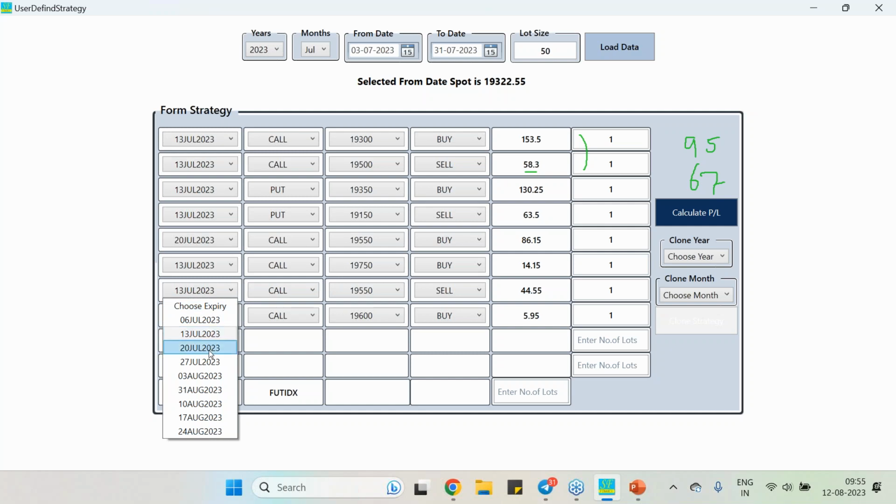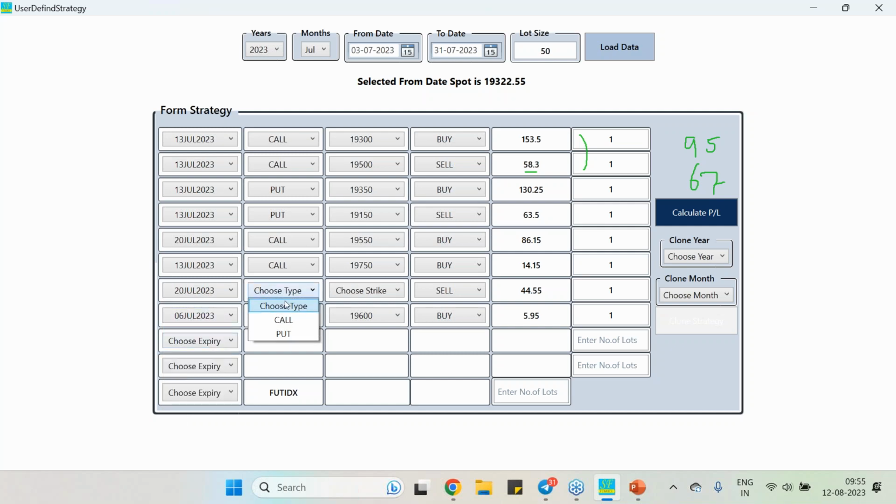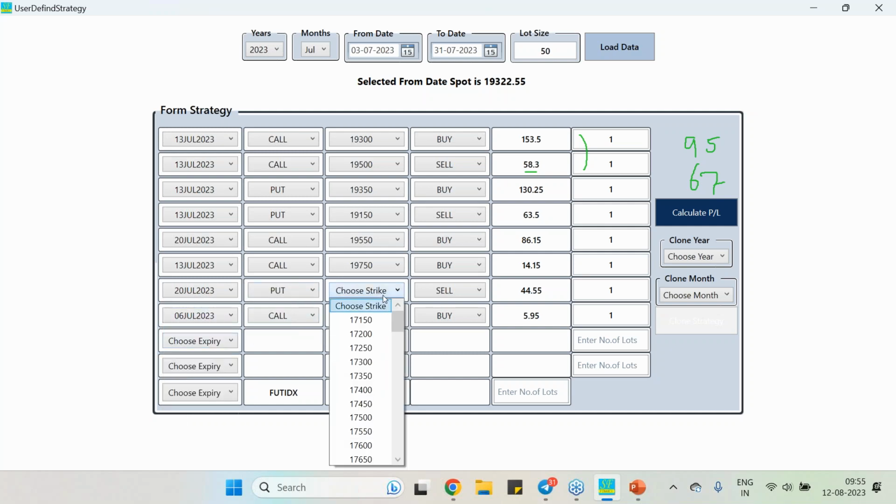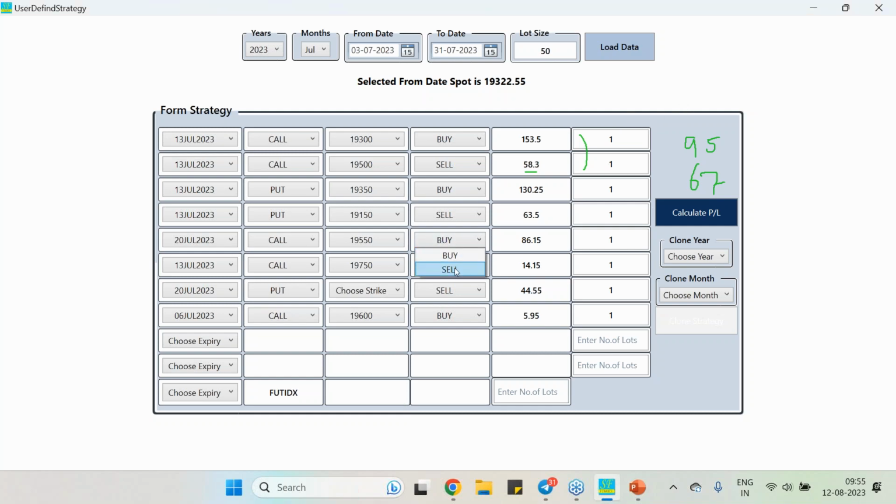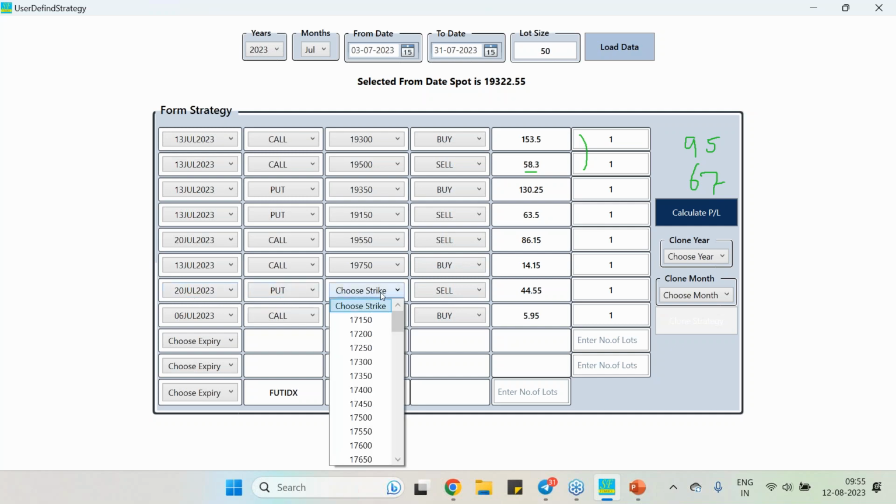Now we will be going for the 20,000, 20th July put options. See, the logic on which I am doing this is important, on what basis I am doing it. So here this is a sell. On 20th July, I am going to sell a put option with a strike less than 19,150.